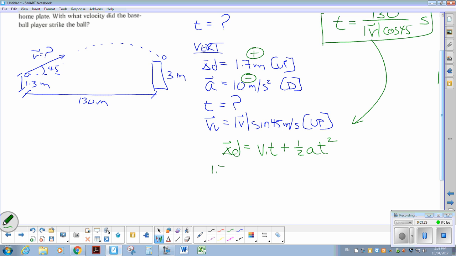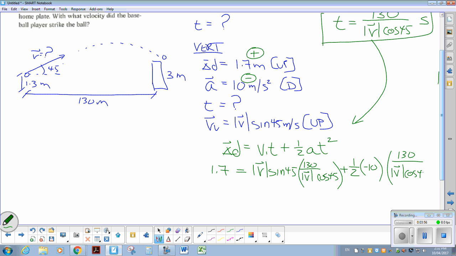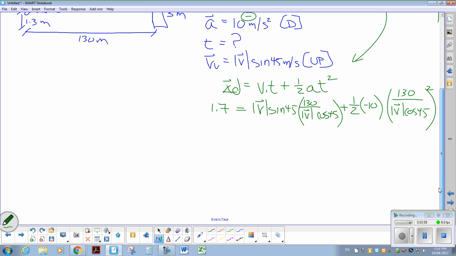So that means 1.7 must equal the magnitude of my velocity, so that's the magnitude of v sine 45, times my time, which is 130 over the magnitude of v cos 45, plus 1/2 times negative 10 times 130 over the magnitude of v cos 45, and that's all squared. It does get a little bit more challenging algebraically, but what you'll find is that the velocities are going to cancel out, and my sine 45 over cos 45, I can rewrite as tan 45.